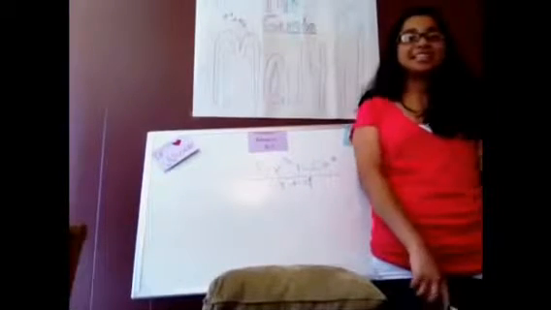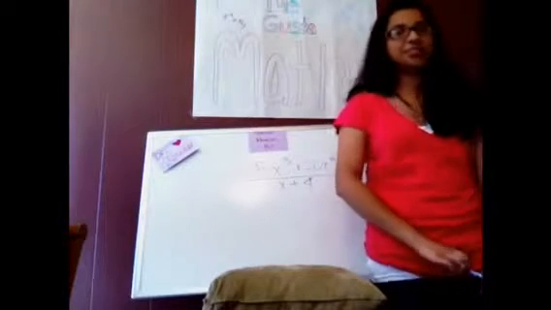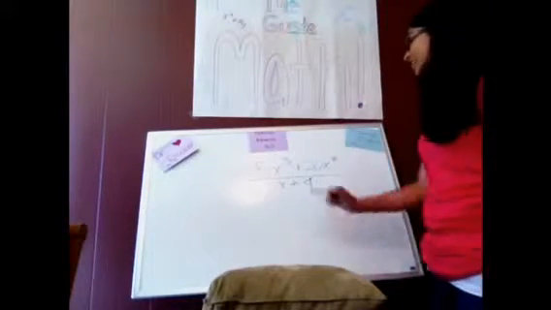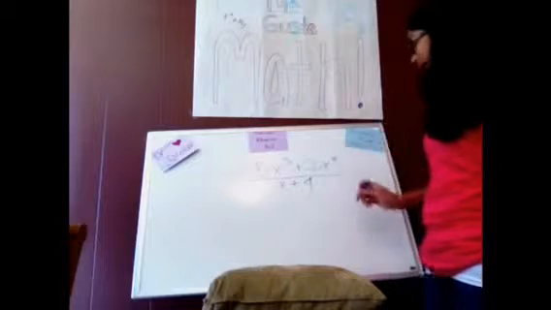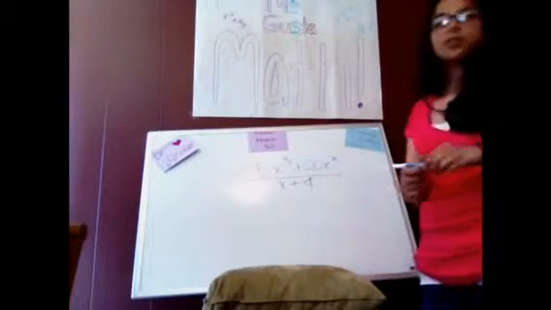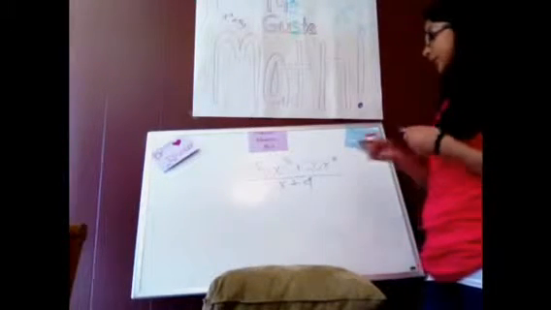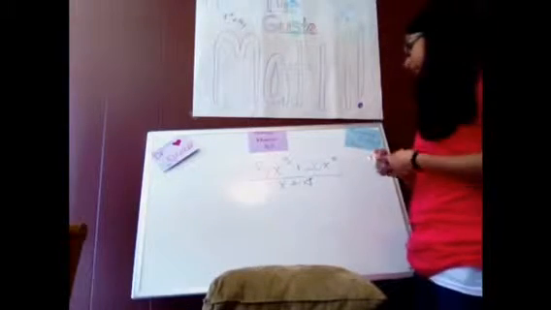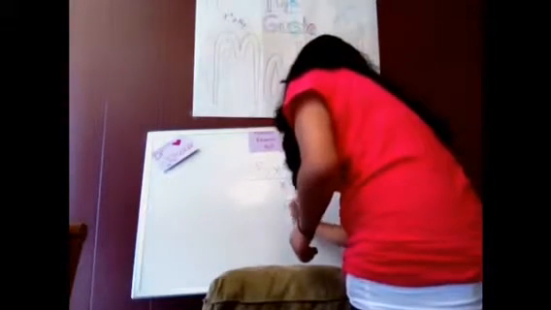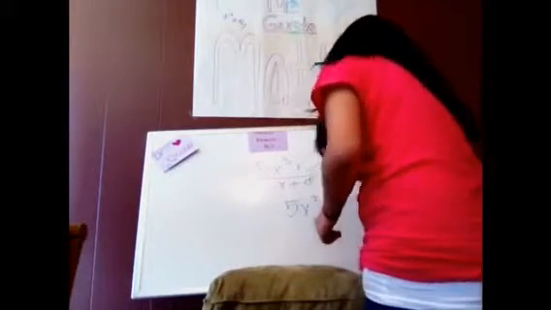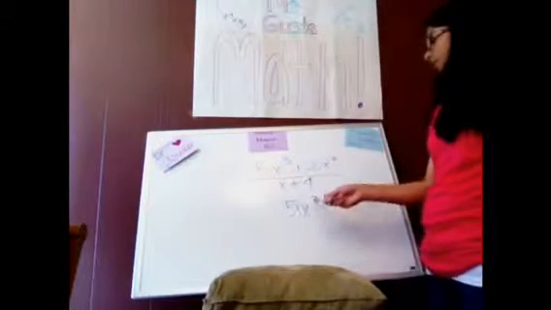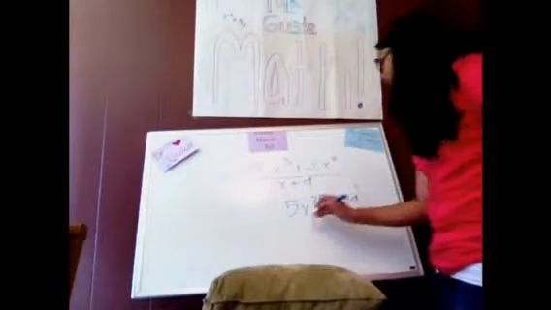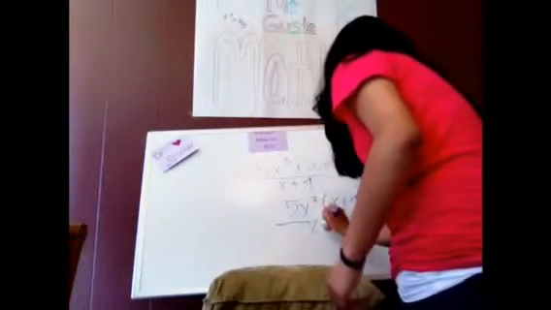Good job, mathletes. Now we're going to learn how to simplify rational expressions. So our problem here today is 5x cubed plus 20x squared over x plus 4. So first on the top we can factor by greatest common factor. And the greatest common factor is 5x squared. So when you factor it out, it's going to equal 5x squared times x plus 4 over x plus 4.